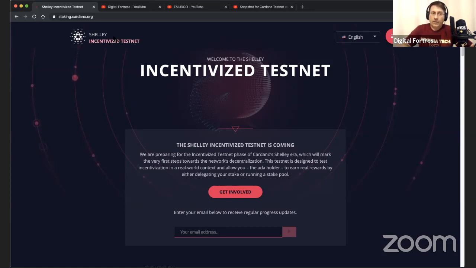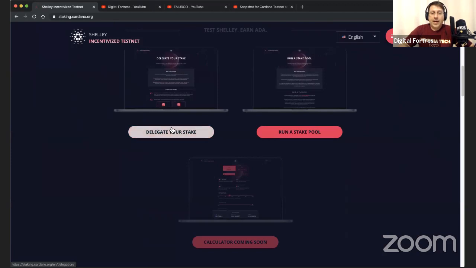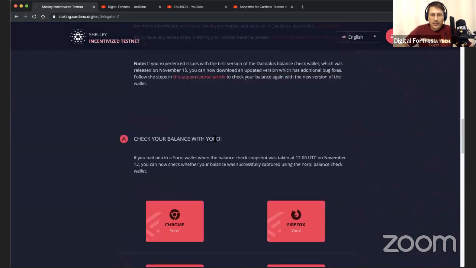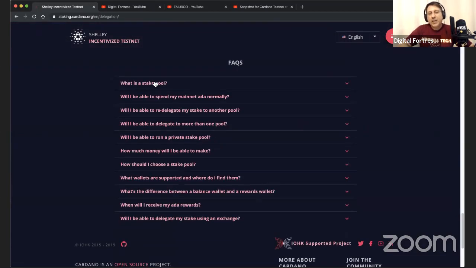So I'm going to scroll down. Right now, I'm on the website, staking.cardano.org. I'm going to scroll down to this tab. This is where you want to go: Delegate your stake. This is where there are a lot of good questions. Hit that button, then scroll all the way down to the frequently asked questions. There is a FAQ down here. Really good FAQ. Kind of well hidden.